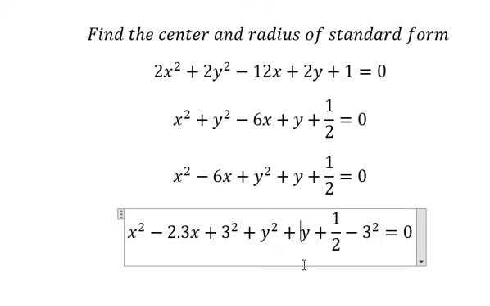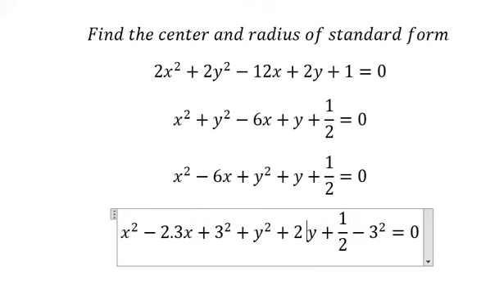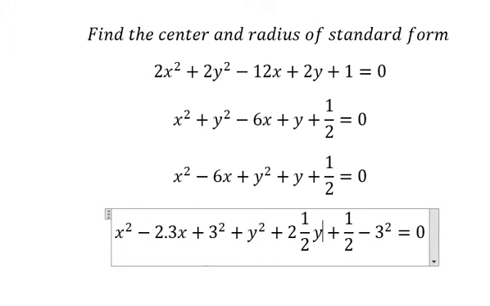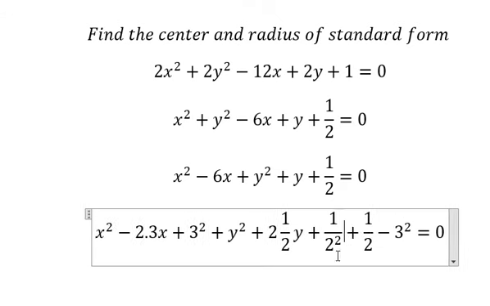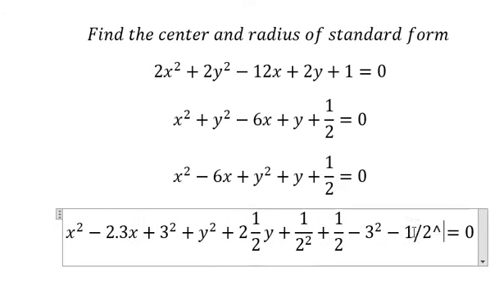About y, that is number 2 multiplied by 1 over 2. So we need to add 1 over 2 squared. Later we need to subtract 1 over 2 squared in here.